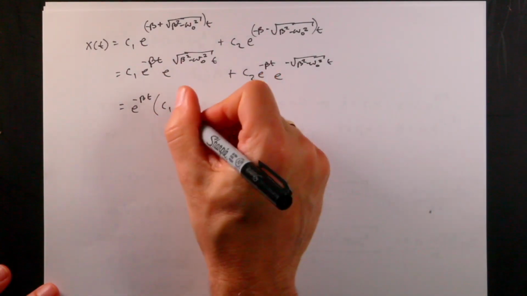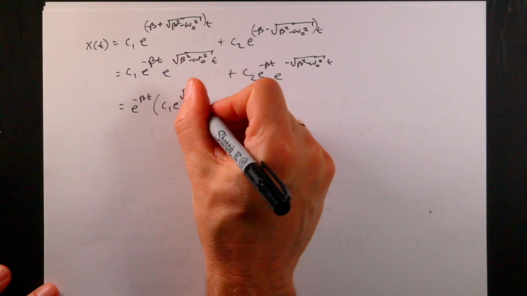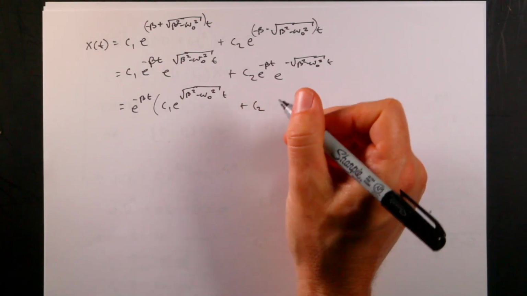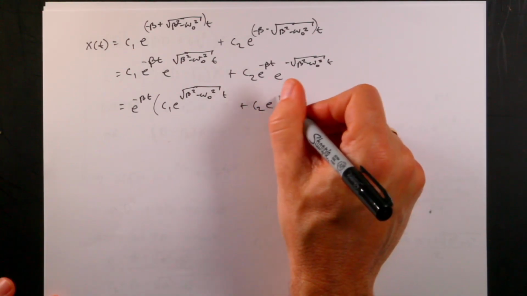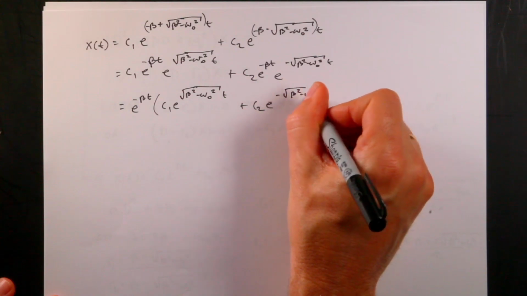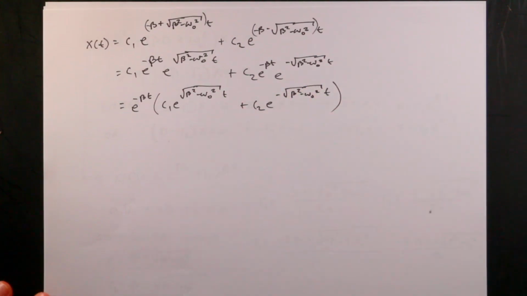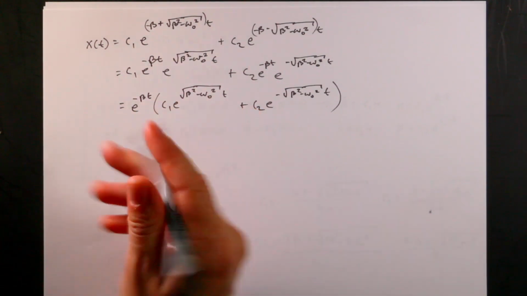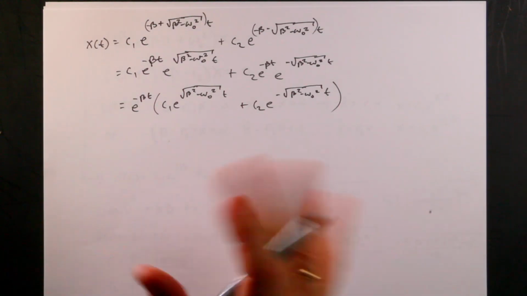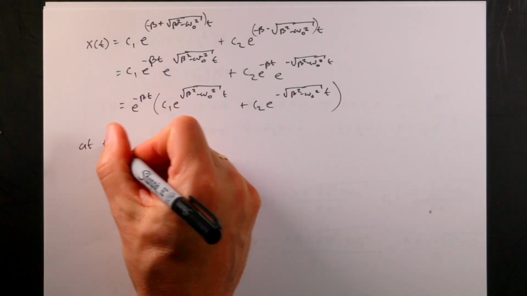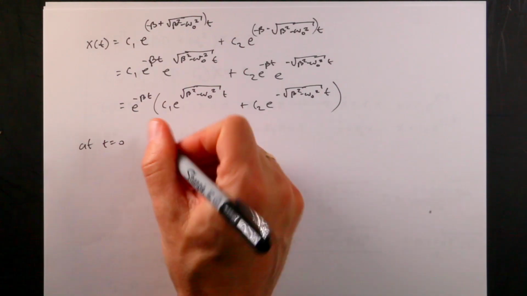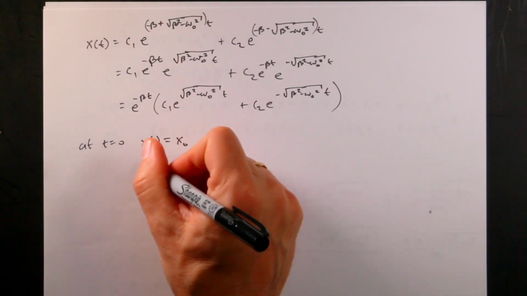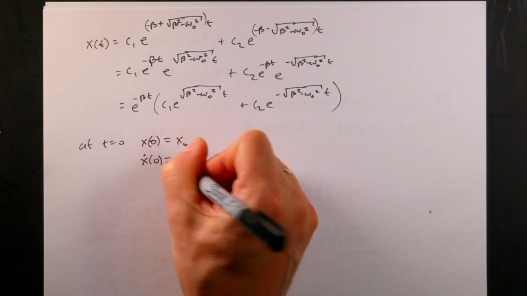And then I have C1 e to the square root of beta squared minus omega naught squared t plus C2 e to the negative square root of beta squared minus omega naught squared t. Okay, so now I need to find C1 and C2. Let's do a simple case. Let's say I pull the mass to some position x0 and let it go from rest. So at t equals 0, x of 0 equals x0, and x dot of 0 equals 0.